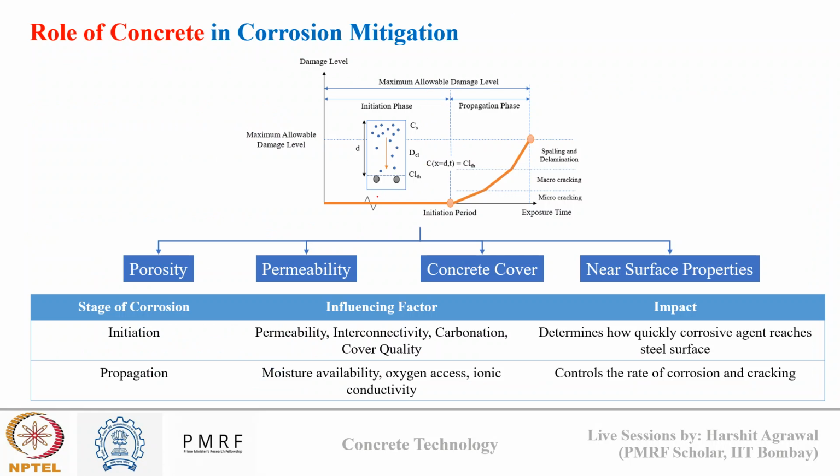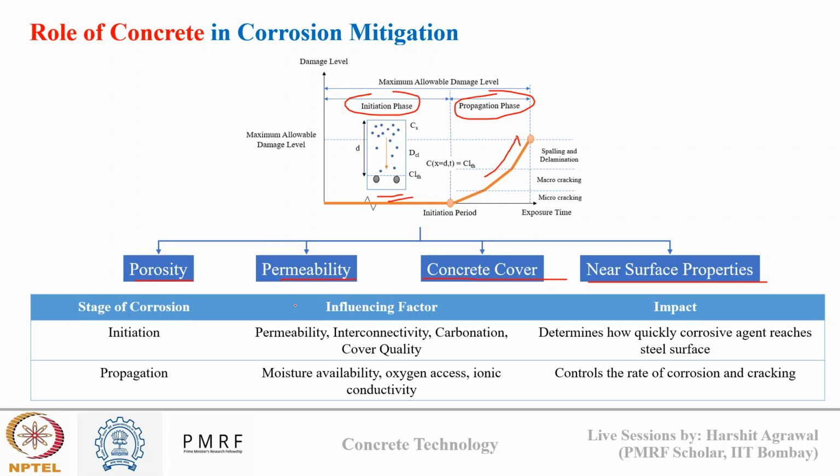So we saw there is initiation period, ionic diffusion happens through concrete, while in the propagation period, there's ionic diffusion also happening and there is concrete cracking also happening. Okay, so there were four parameters that were associated there. There are four parameters that are associated with concrete that can affect both initiation and propagation phase. First is the porosity, second is permeability, third is concrete cover, and fourth is near surface property.